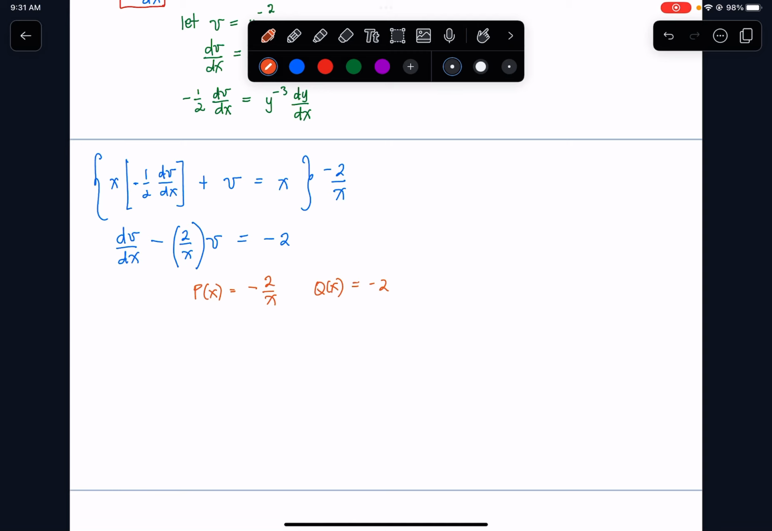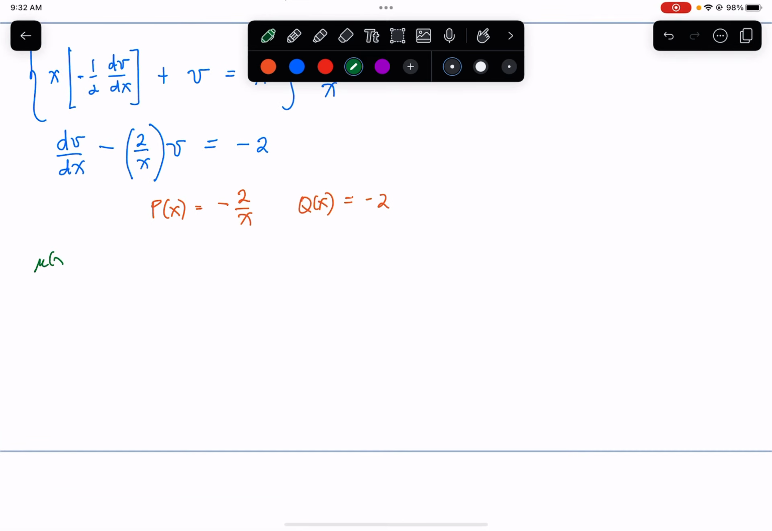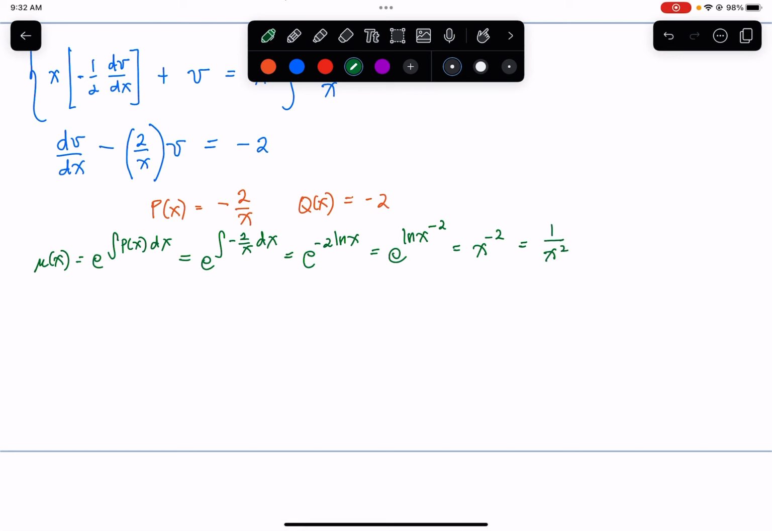And we can now compute for our mu of x. So mu of x is equal to e raised to the integral of p of x dx. So e raised to, our p of x is negative 2 all over x dx. Okay, so as long as we can see dx over x here, that is a natural logarithm. So that would make it e raised to negative 2 ln x. And then that would be equal to e raised to ln x raised to negative 2. And then this is the same as x raised to negative 2, or that is 1 all over x squared. So our integrating factor now is 1 all over x squared.